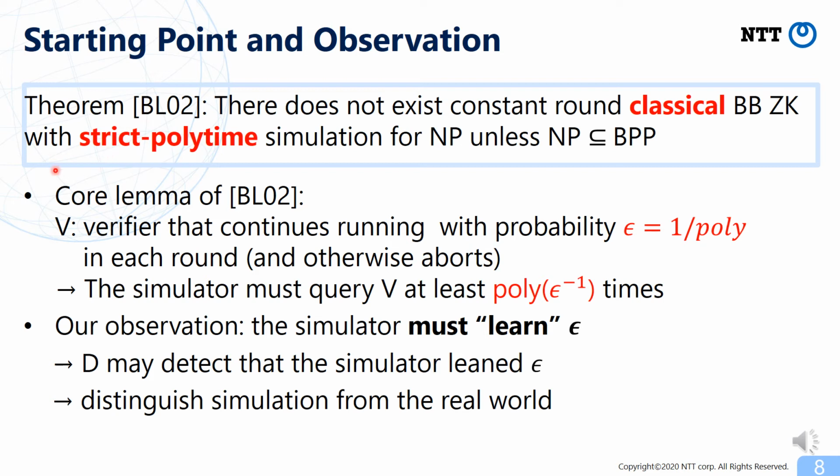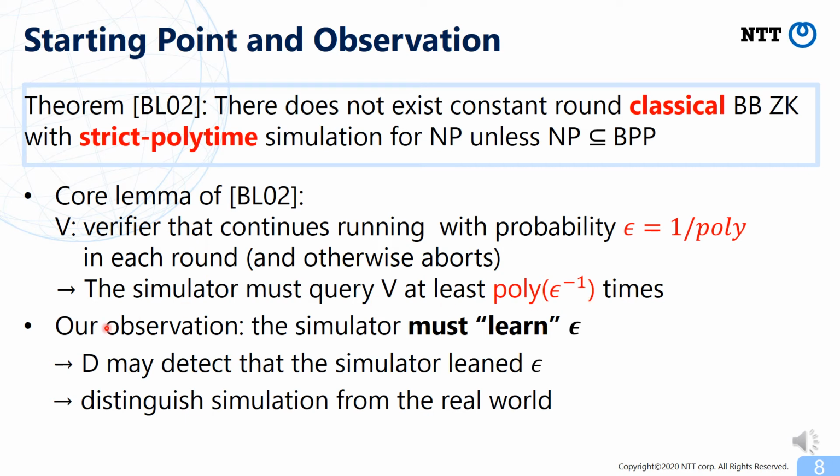For proving this theorem, they show the following lemma. In the lemma, we consider a verifier that continues running with probability epsilon equal 1 over poly in each round and otherwise aborts. And I remark that this V works honestly whenever it does not abort. Then the lemma says that the simulator must query V at least poly of epsilon inverse times.